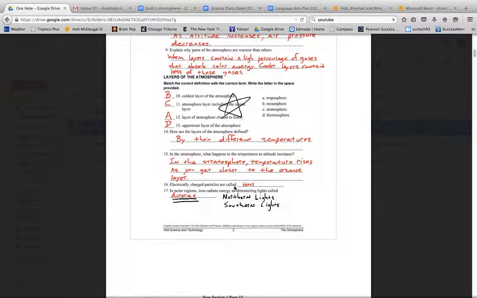16, electrically charged particles are called ions. That's just a good science term to know, ions. And 17, in polar regions, ions radiate energy as shimmering lights called auroras. So you maybe heard of the aurora borealis, or sometimes we call that the northern lights. And then in the southern hemisphere, the southern half of the Earth, they call it the southern lights.